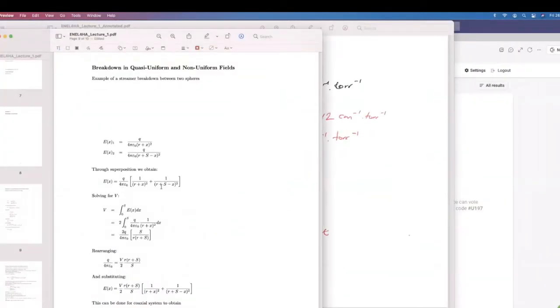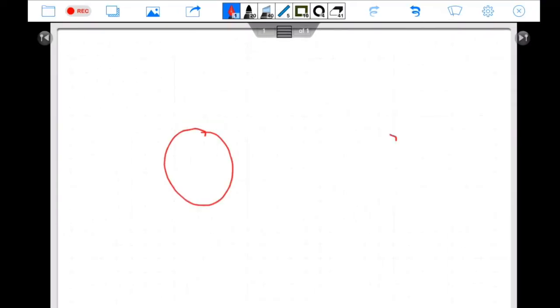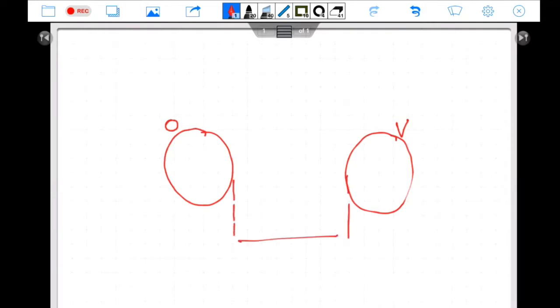Right, the second one is an example of the streamer breakdown between two spheres. I've listed the equations there. I'm just going to jump to my other screen and draw something for you. Right, there's a thumbs up. That's good. All right, so we're looking at two spheres. I'm going to put a voltage here on one of the spheres. I'm going to put 0 volts on the other. I'm going to show that they're separated by a distance of s.